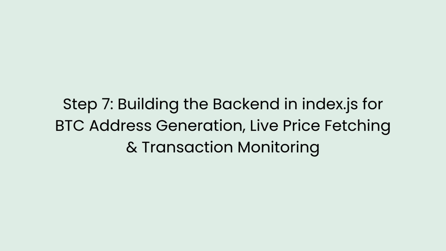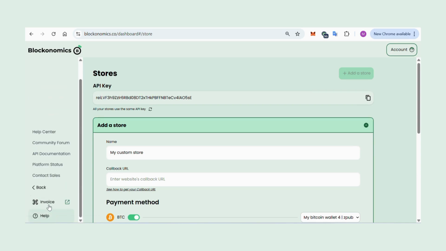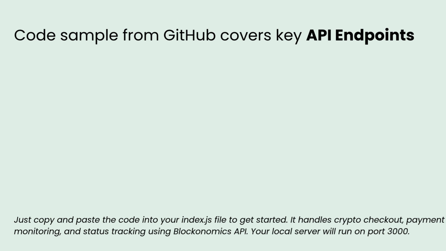Let's set up the backend in index.js. It'll handle Bitcoin and USDT checkout, fetch live prices, and track payments. Just copy the code from the Github repo, links in the description.